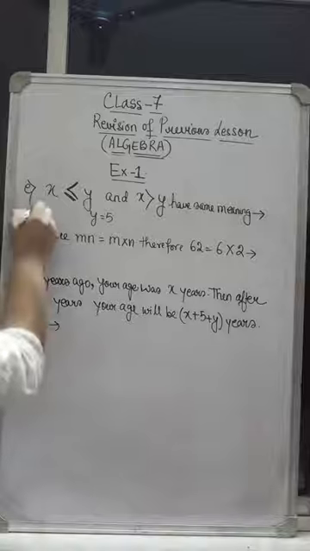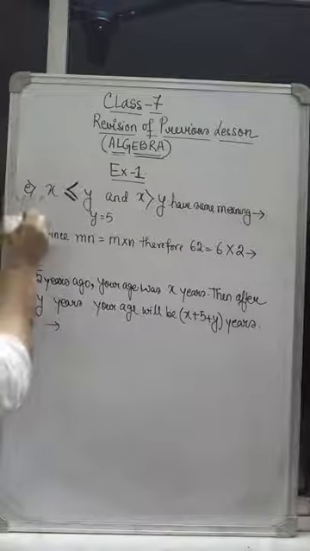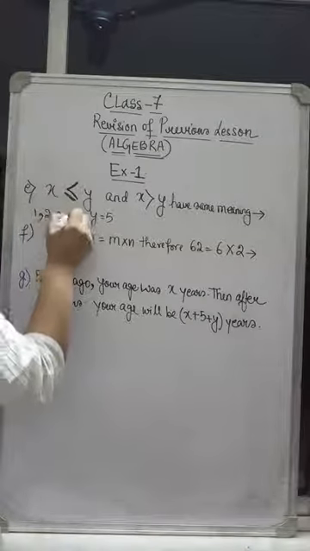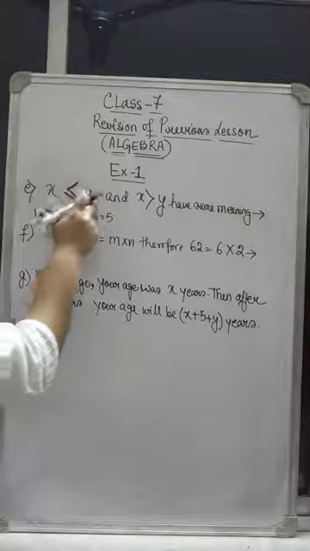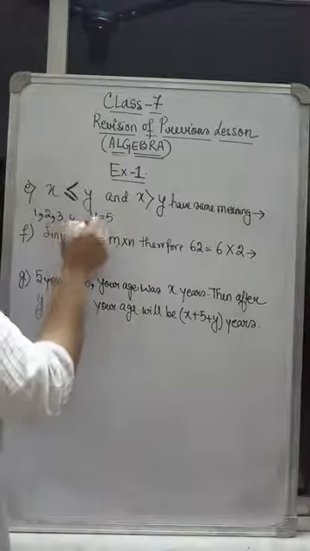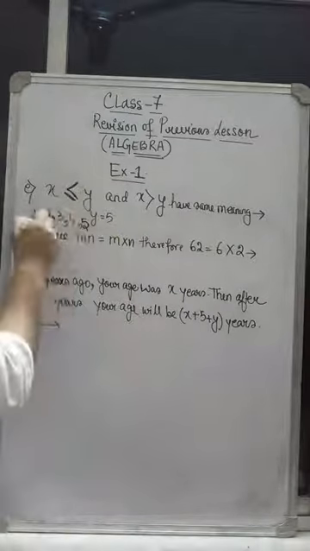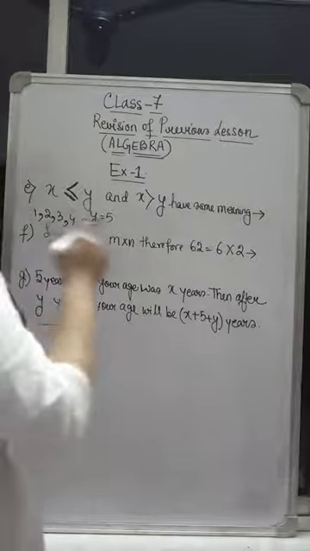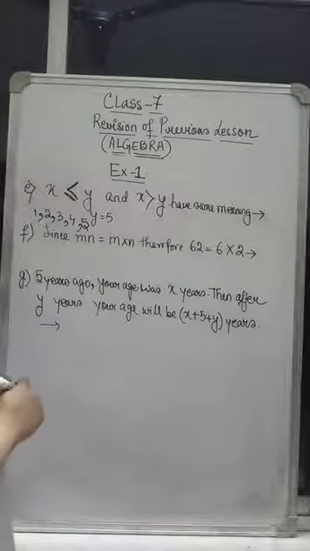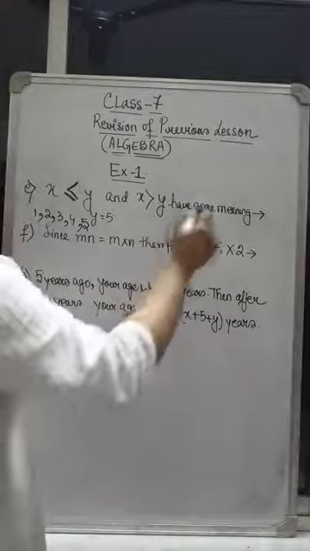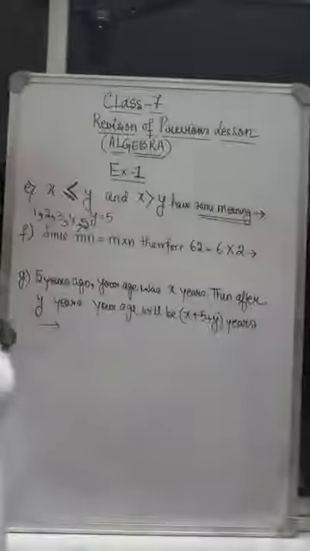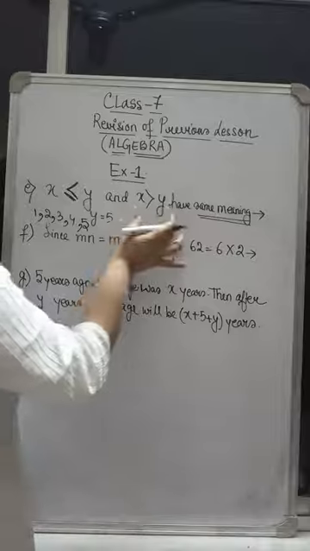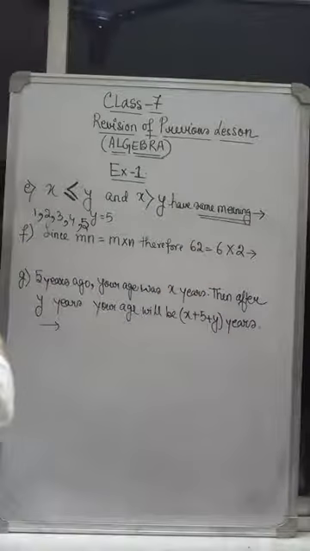That means what are the numbers that x can take? X can be less than y, so it can be 1, 2, 3, 4, any number. And x can also be equal to y, so it can even be 5. So x can take so many values. On the other hand, what is given? X is greater than y. And it is asked, are they the same? That means, do both these notations or algebraic expressions have the same meaning?